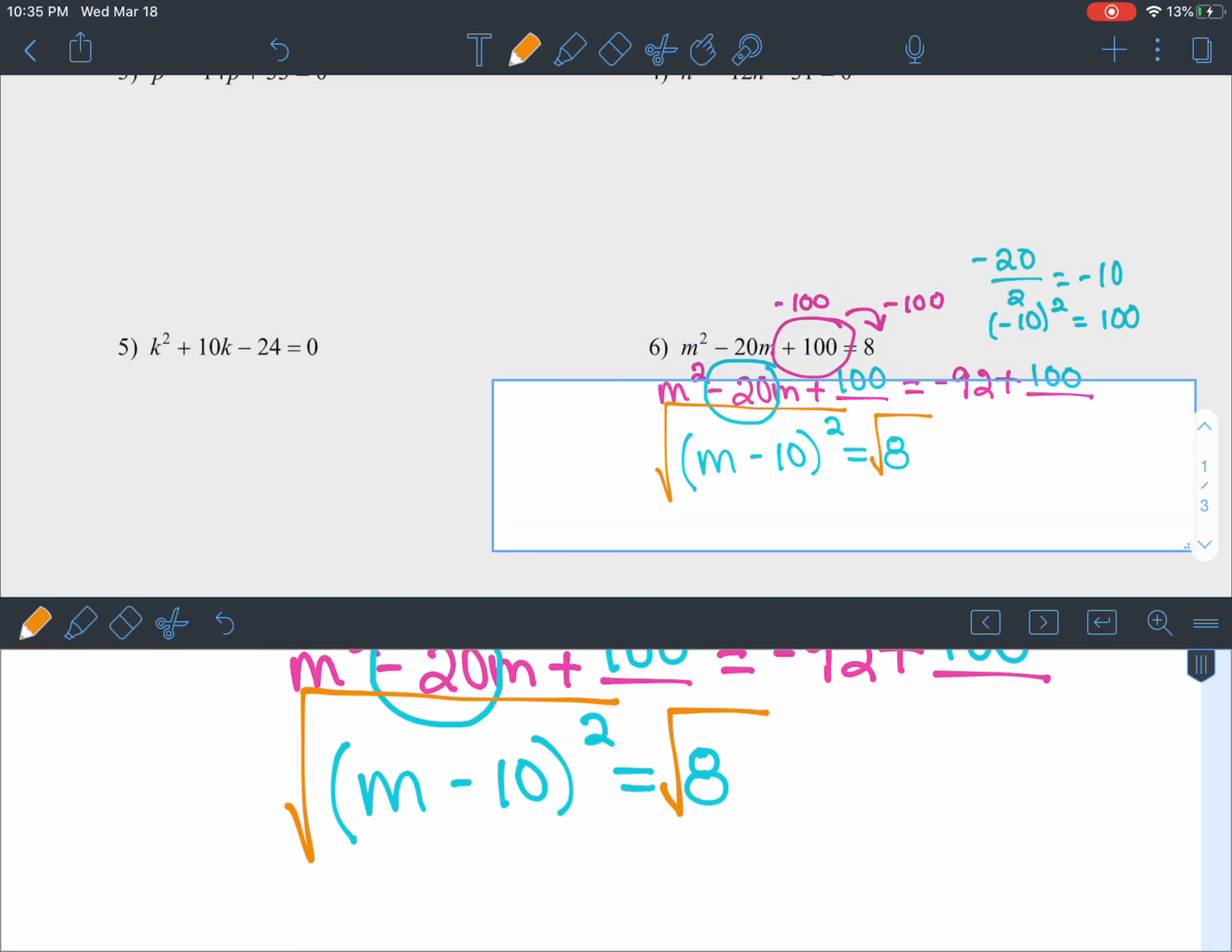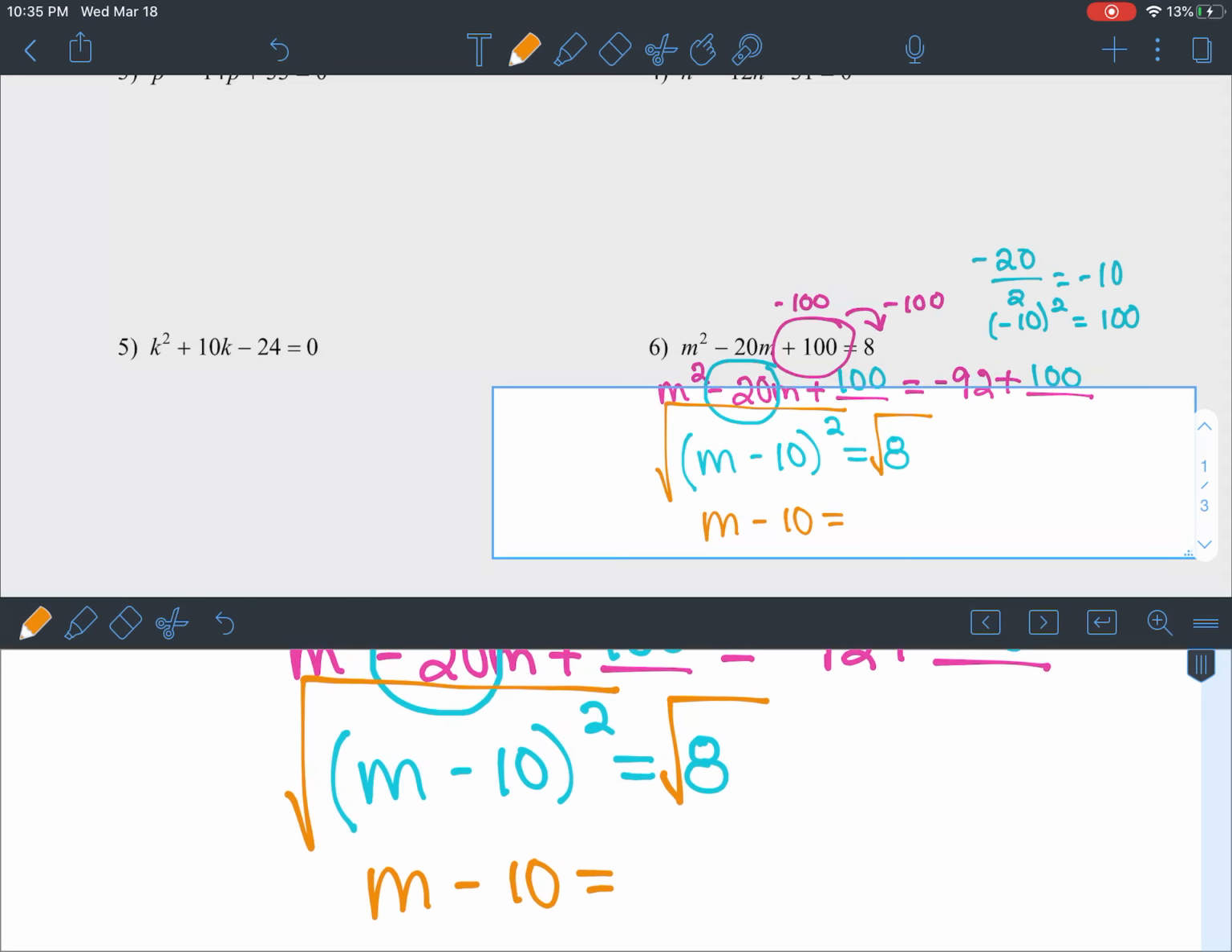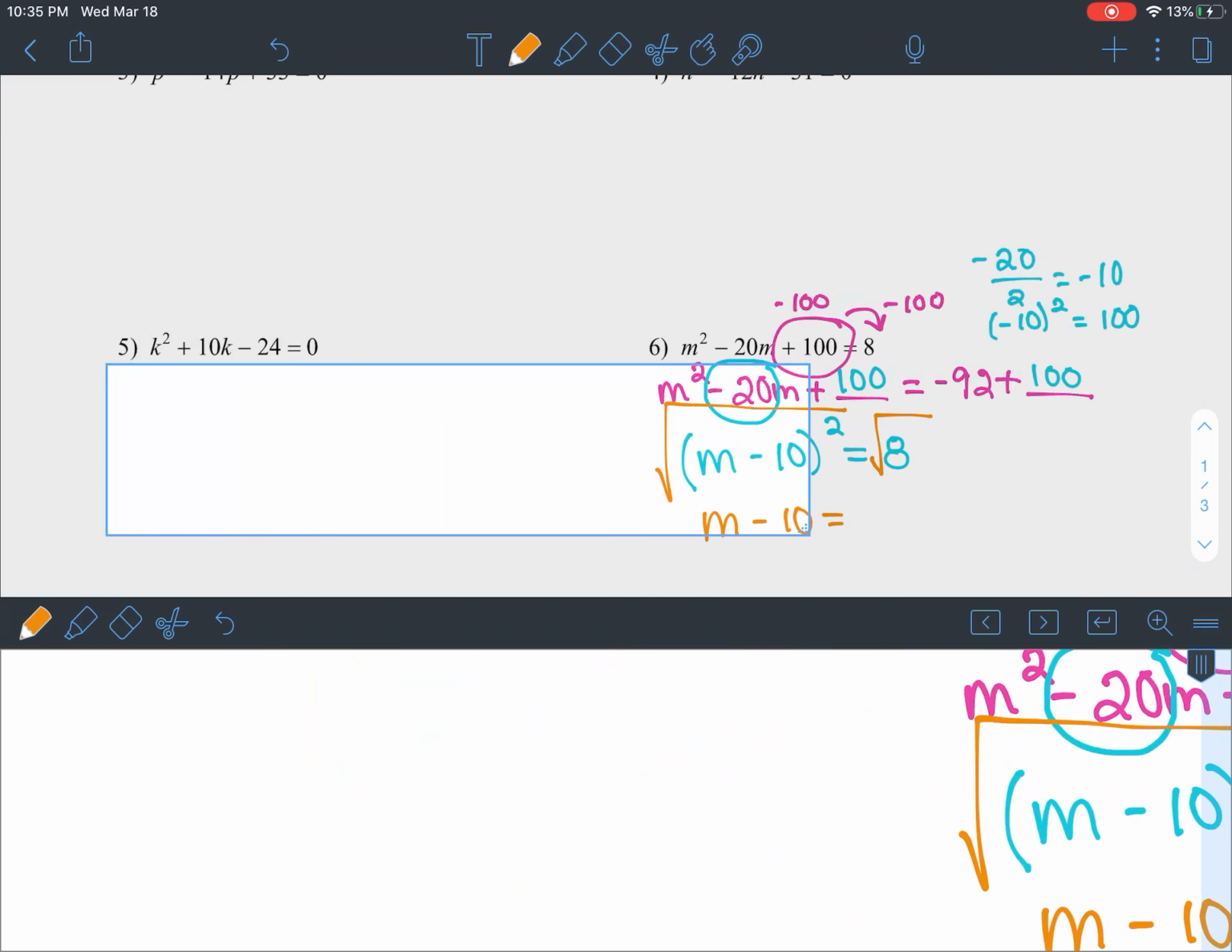And then we continue solving. So we're going to square root both sides. On the left, we're left with m minus 10. And on the right, we need to simplify this square root of 8.